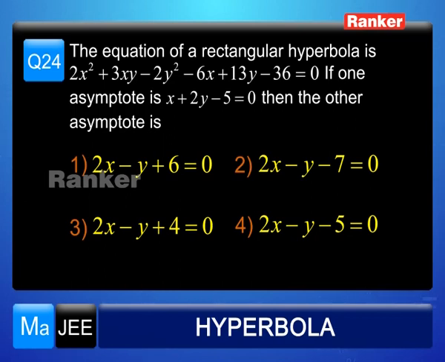first option, 2x − y + 6 = 0. Second option, 2x − y − 7 = 0. Third option, 2x − y + 4 = 0. Fourth option, 2x − y − 5 = 0.